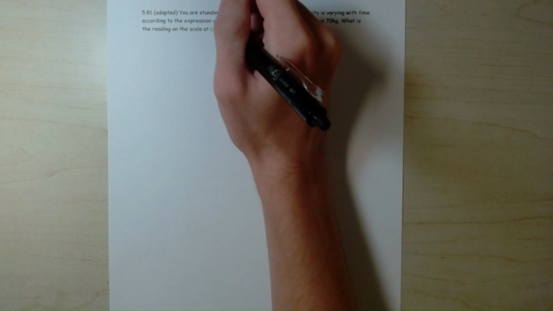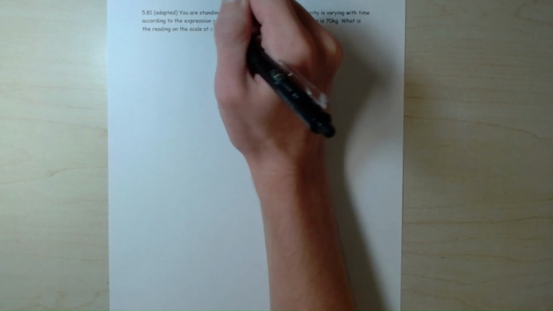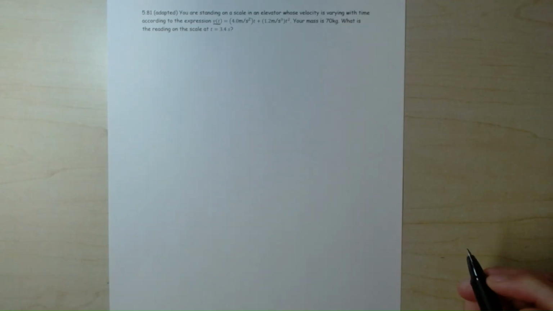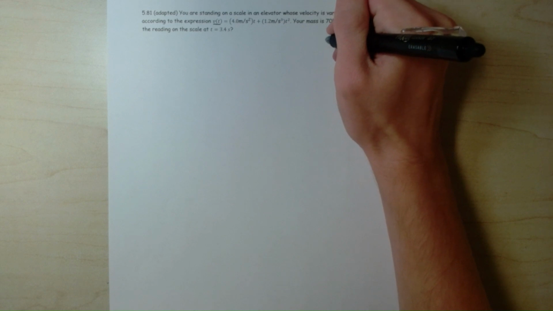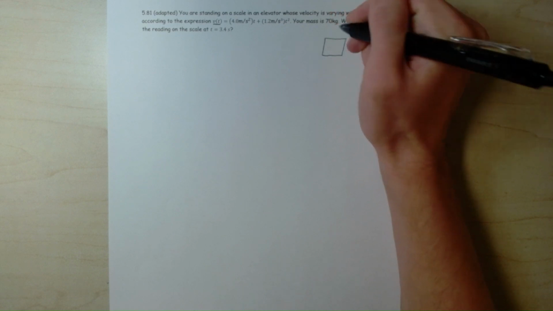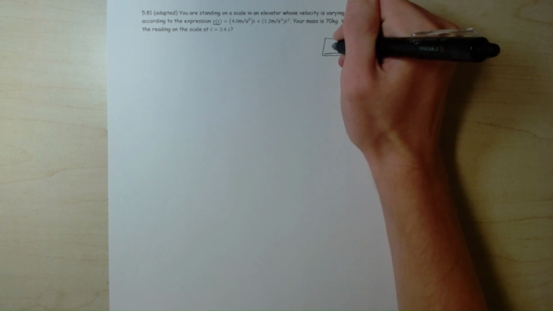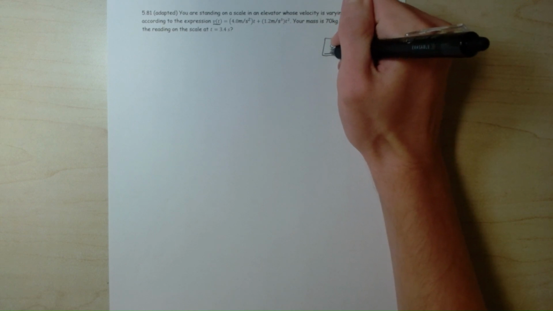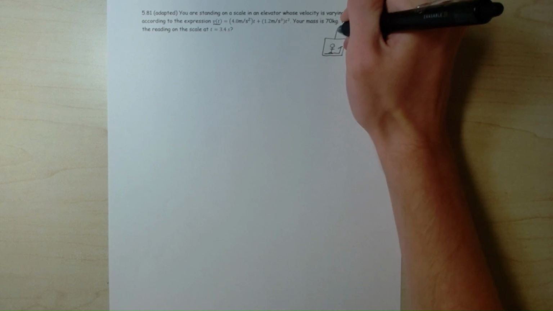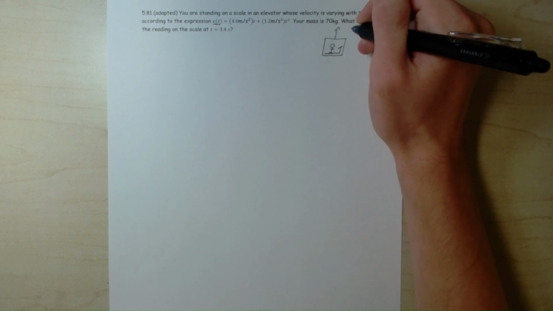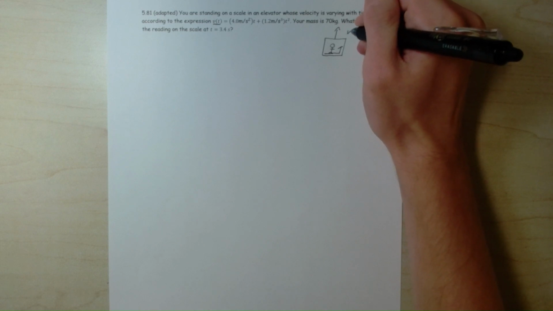So we have a velocity function v of t. So we know that we're going to need to take a derivative at some point to get to the acceleration. But first, let's list our givens, draw a picture, and all of that. So we have our elevator, and this is our scale right here, and this is you or me, one of us, and it's moving upward according to a velocity function v of t.